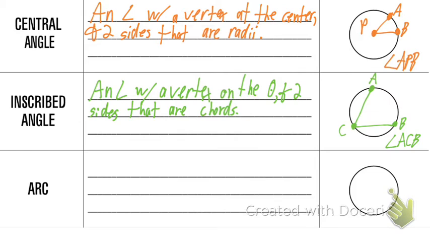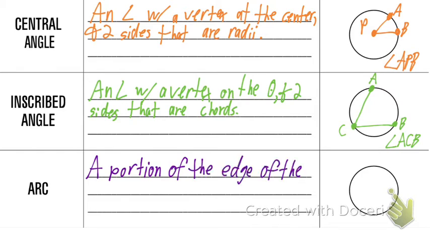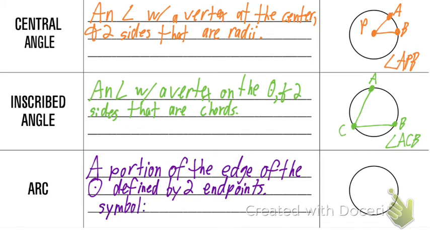Okay, an arc. An arc is a portion of the edge of the circle defined by two endpoints. A symbol for this is an arc.